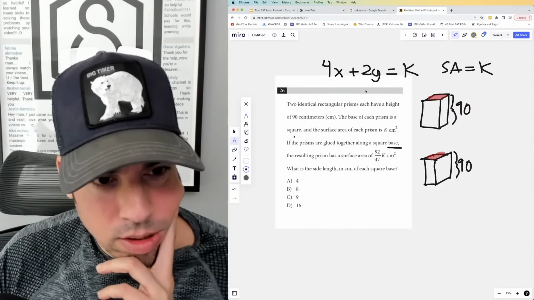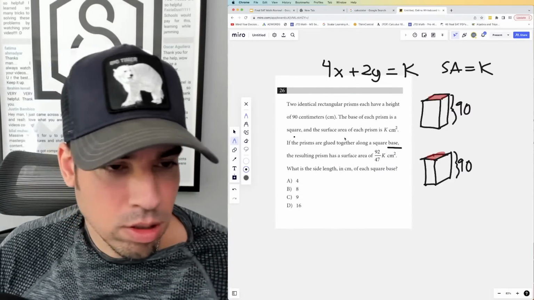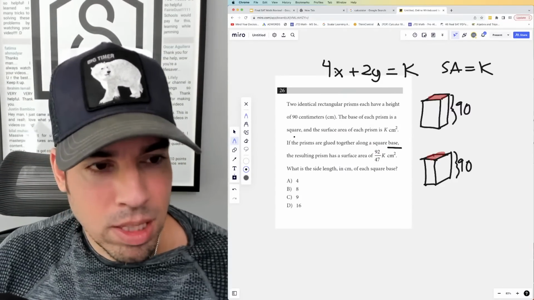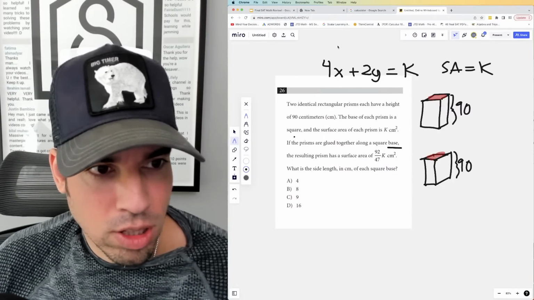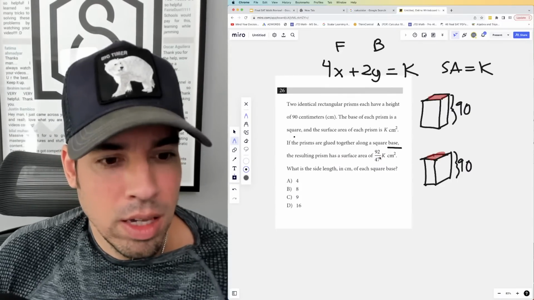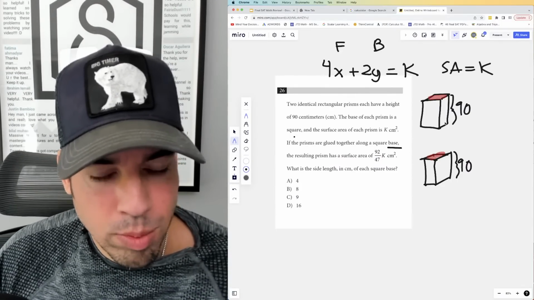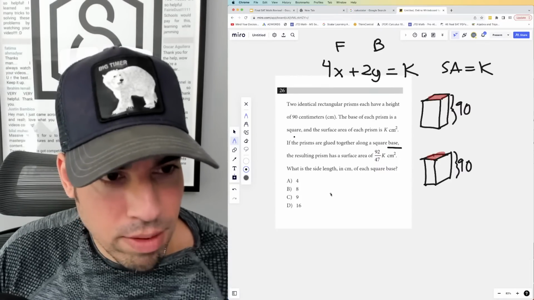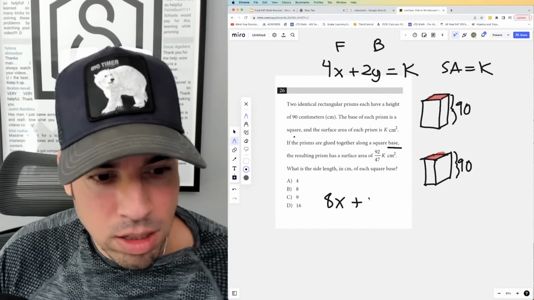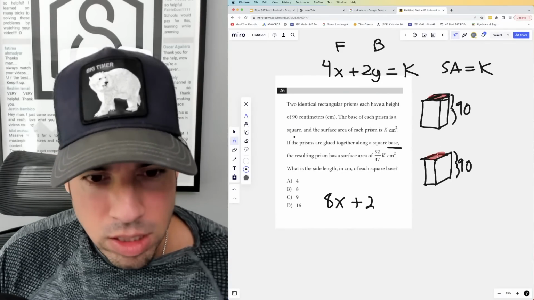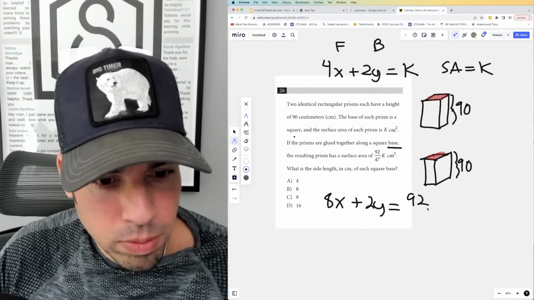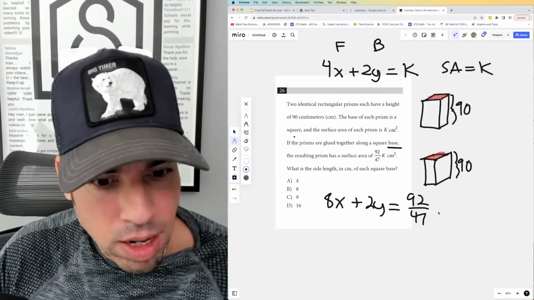Oh wait, maybe we can do a system here. Yeah, I guess we can do a system. This is what's coming to me in the moment. I don't remember how I solved it when I did it live, but this is my representation. x is the lateral faces, and y is the bases. When we glue them together, we'll have 8 faces, and then we'll only have 2 bases again because we're almost subtracting these. So then it's 8x plus 2y equals 92 over 47 k.